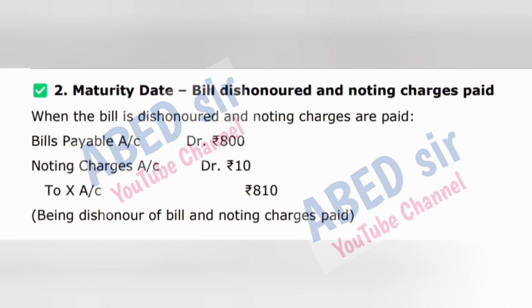2. Maturity date, bill dishonored and noting charges paid. When the bill is dishonored and noting charges are paid. Bills Payable A/c Dr. 800 rupees. Noting Charges A/c Dr. 10 rupees. To X A/c 810 rupees. Being dishonor of bill and noting charges paid.